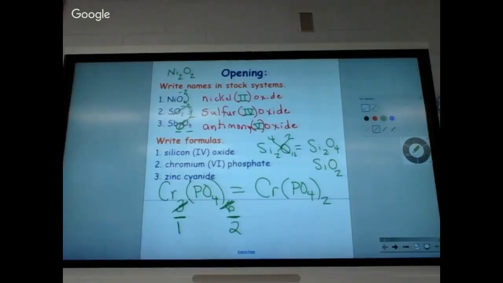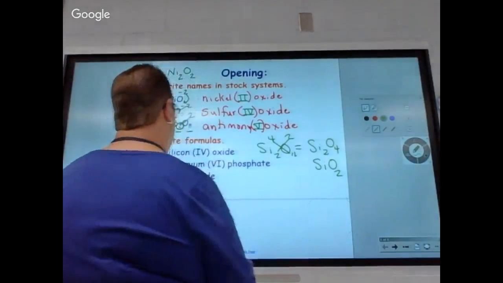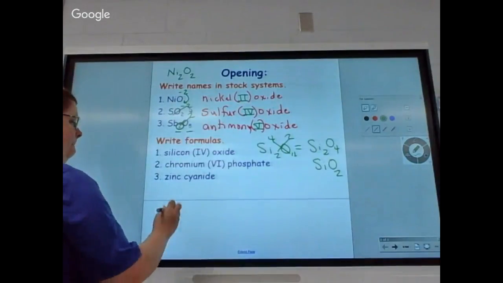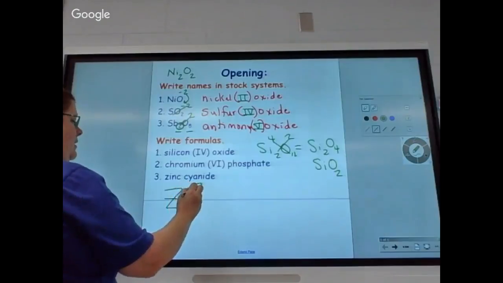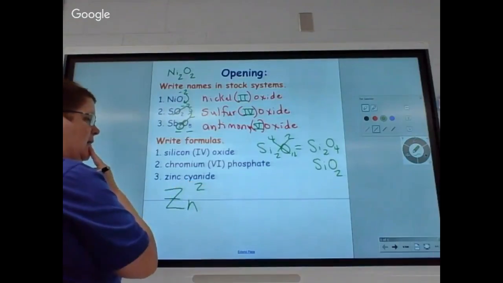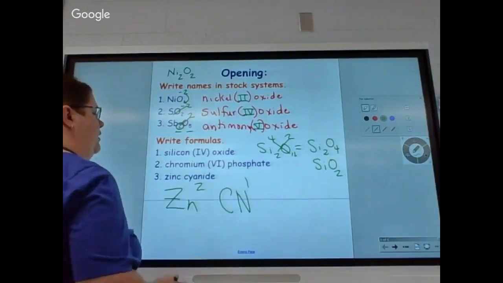All right, the last one. Zinc cyanide. All right, zinc is what? CN. Has what oxidation number? Cyanide is what? CN. Has what oxidation number? What did I do?